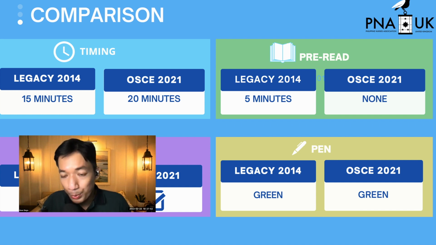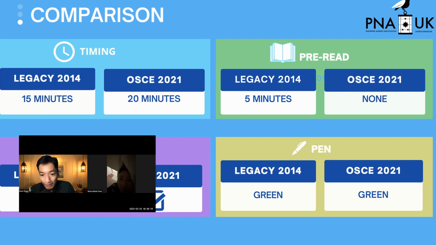So next is the pre-read. What is this? The pre-read is for the assessment station. For the old examination, you will be given 5 minutes prior to starting the station. So what are you going to do with those 5 minutes? You have an opportunity to check or read all the documents that I will be showing later on in this session. Okay, so 5 minutes.